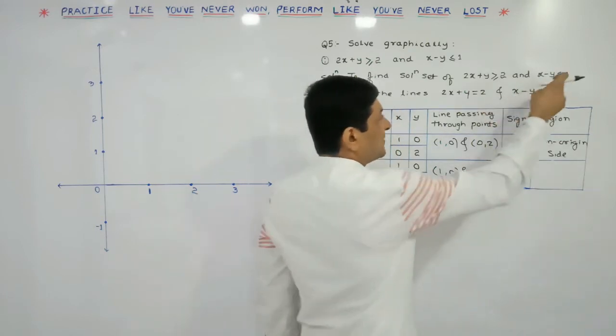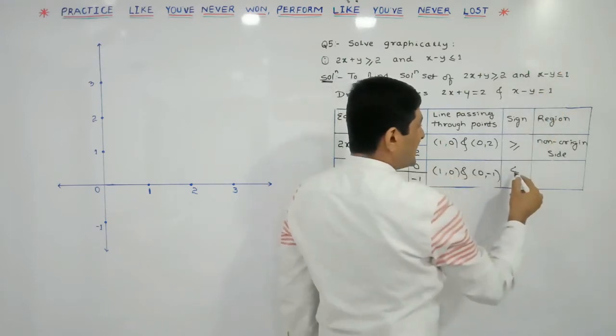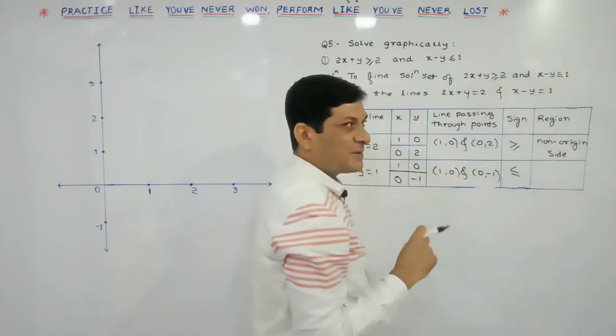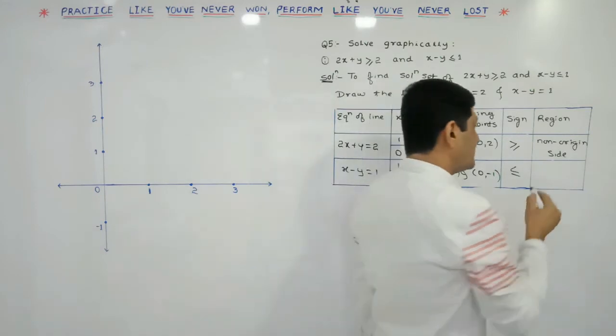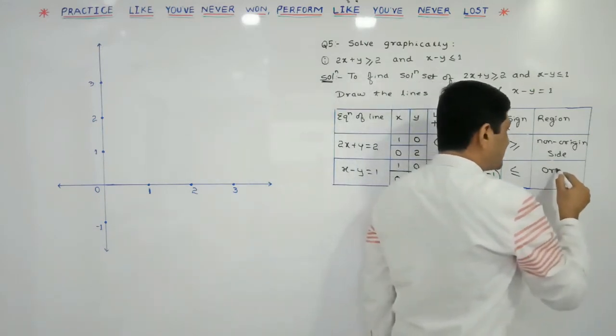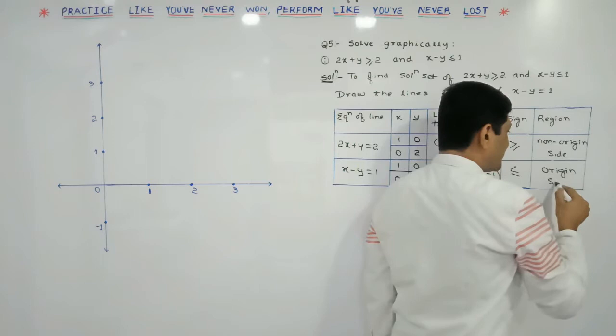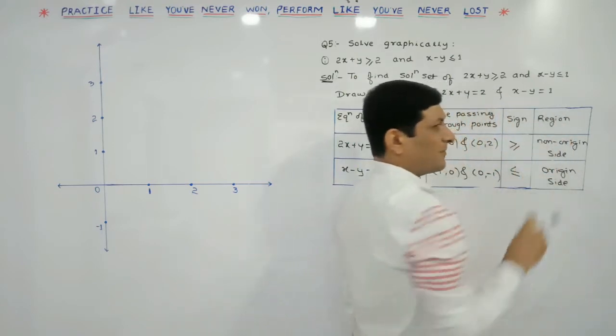In this case, which inequality sign appears here? Less than or equal to. And in case of less than or equal to, we can say that the origin side part will be our required region. So the origin side part will be our required region.